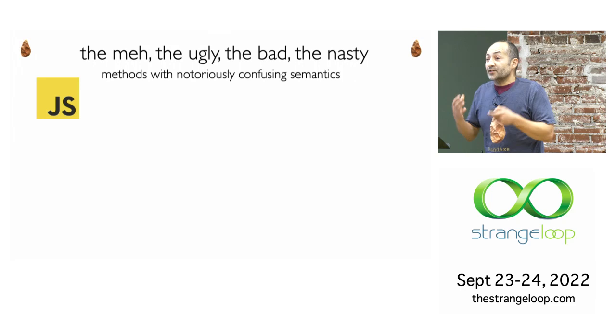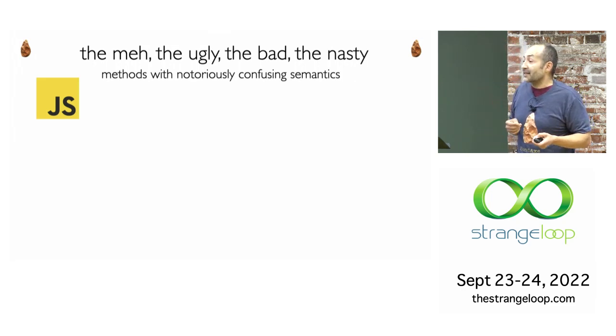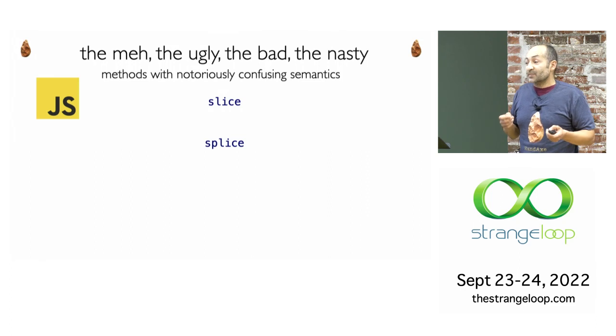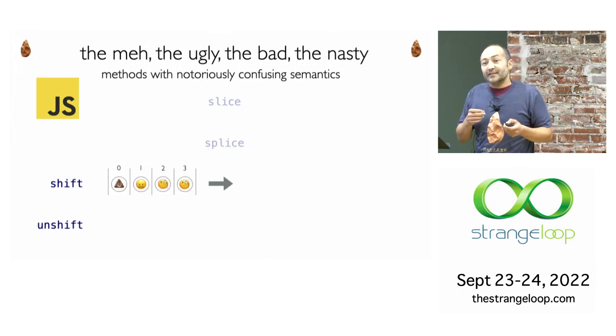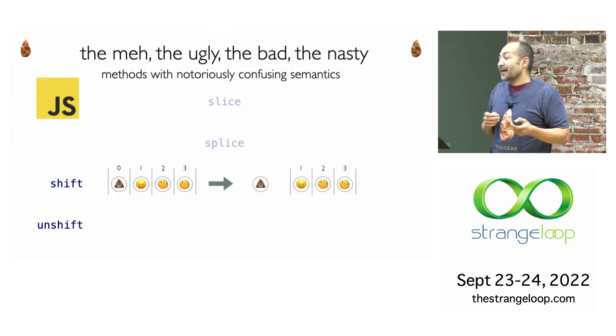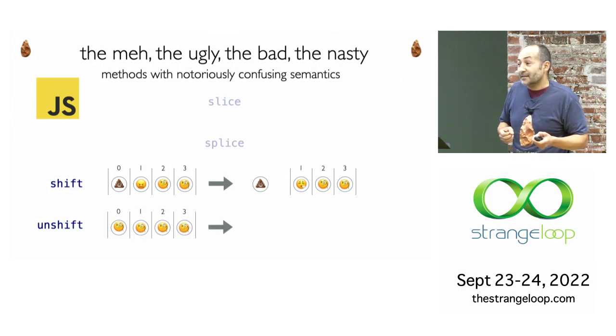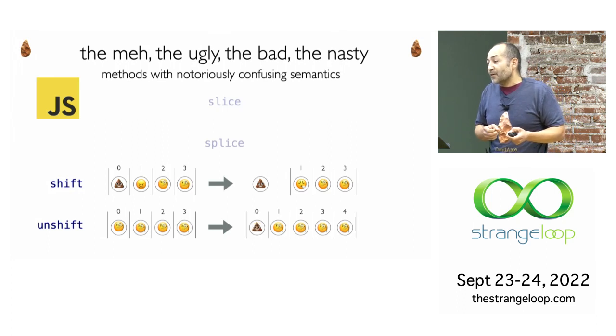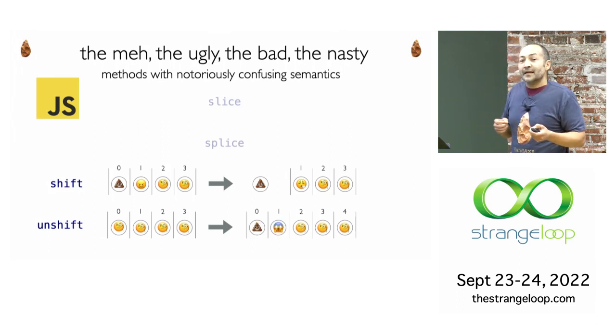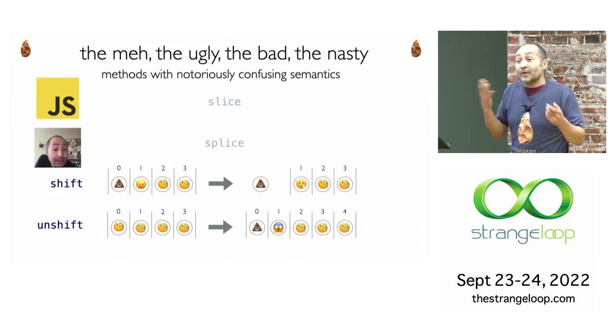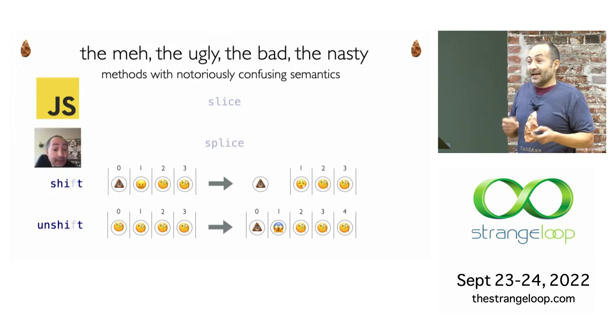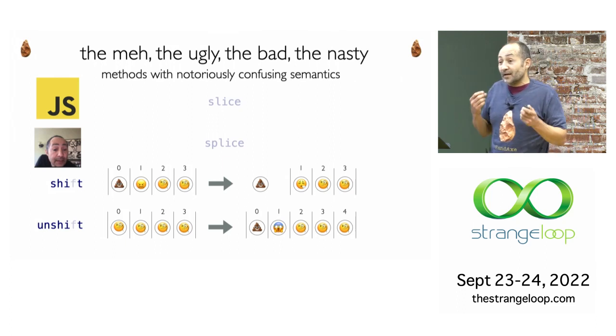So just talking about some methods real quick, the meh, the ugly, the bad, the nasty. I'm going to be talking about slice, splice. Boy, those are hard to say. Shift and unshift. Let's get those out of the way right now, okay? So, shift, you take a list and you pull the first one off. Yay. And then unshift, you take a list and you jam one on the front, upsetting the other one at the front. And the way you remember this, or the way I remember it, is I just drop the F. And I'll just leave that as a gross exercise for you.